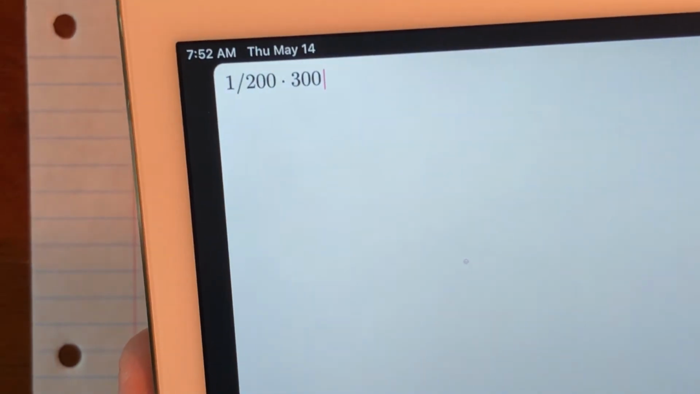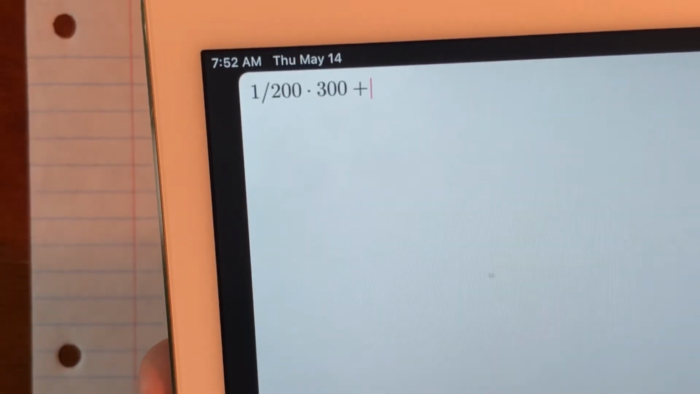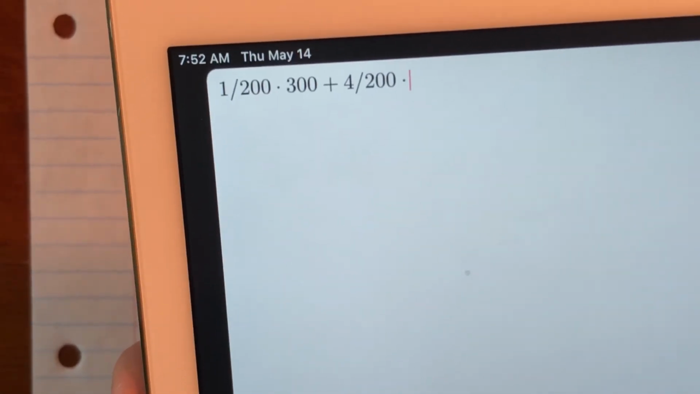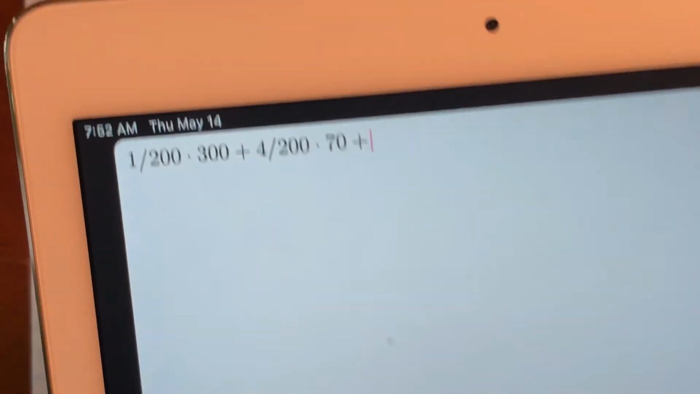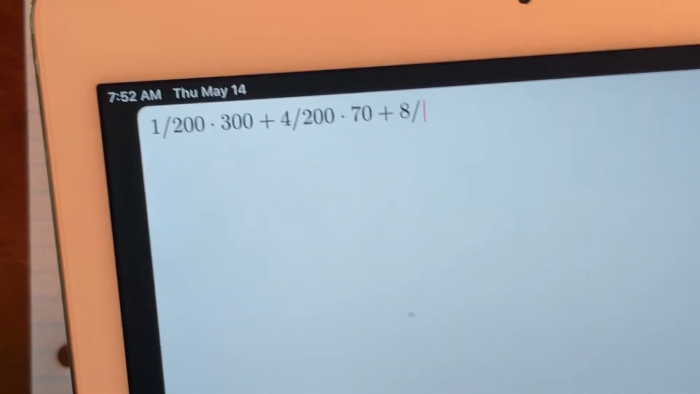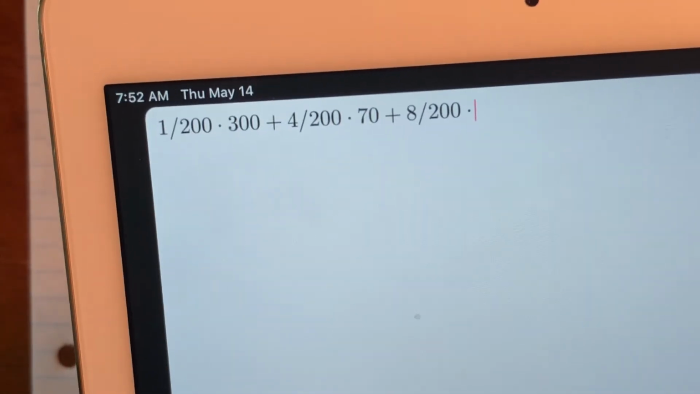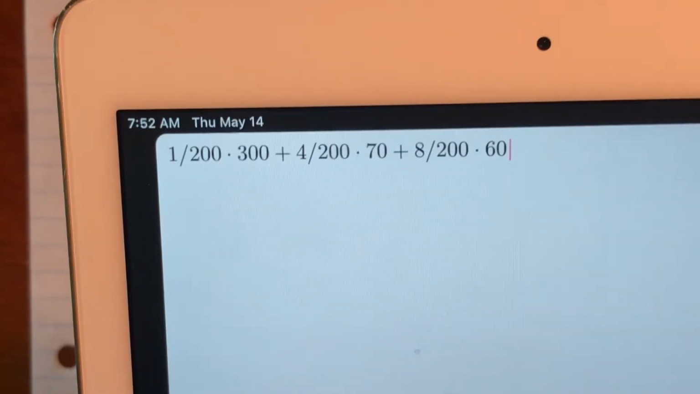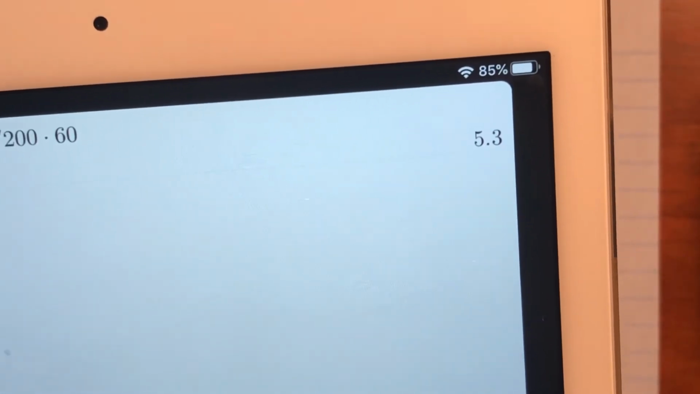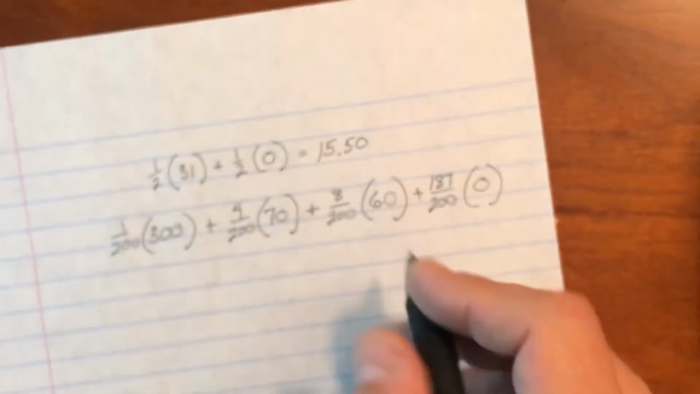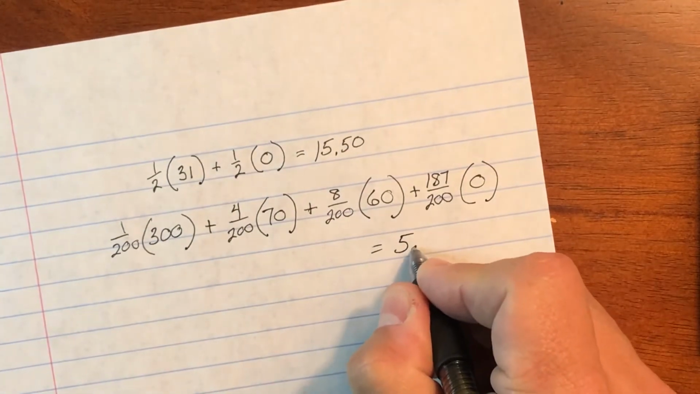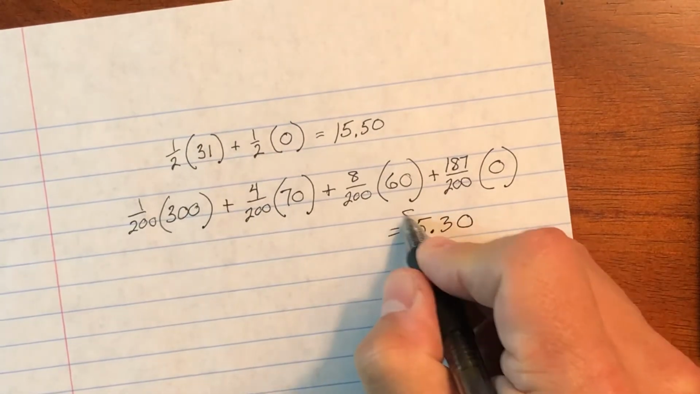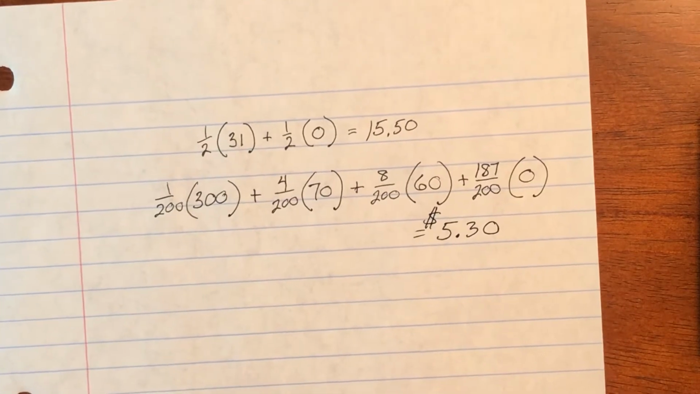So here we go. 1 out of 200 times 300 plus 4 out of 200 times 70 plus 8 out of 200 times 60. And I'm not going to bother doing the plus 0. That gives me an expected winning of $5.30. So that means on this problem, if you played this game on average, you would win $5.30 every time. That's your expected value.